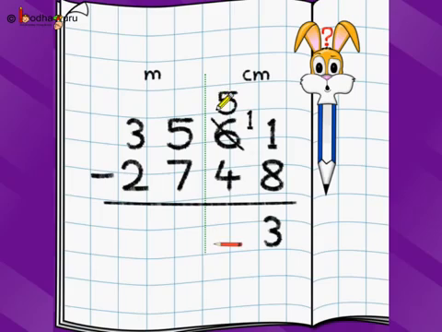Now we come to the next position. 5 minus 4 is 1. Then we go to the next position, which is 5 minus 7. Oops, we cannot do it because 7 is greater than 5. So we do a borrow. To its left neighbor, 3 becomes 2. 1 comes here. 15 minus 7 is 8. This position, 2 minus 2 is 0.